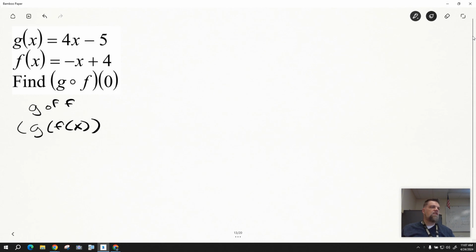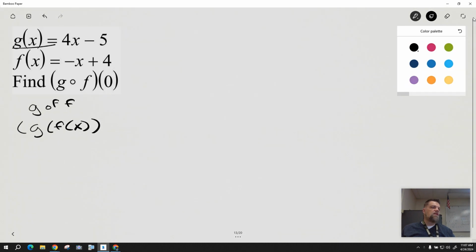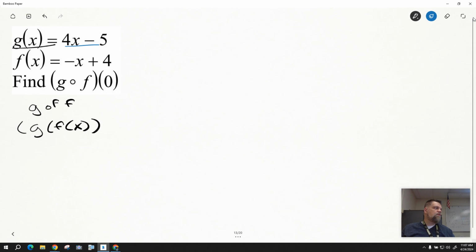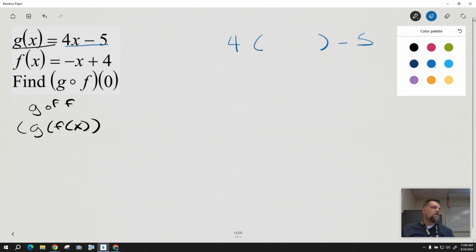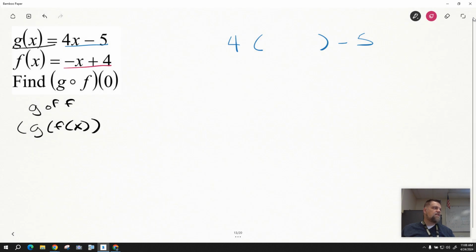Well, the first thing I'm going to do is take G of X and write it out. So G of X is equal to 4x minus 5, right? So I'm going to say 4 times something minus 5. And then the next thing I'm going to do is plug in f of x, which is going to be negative x plus 4.